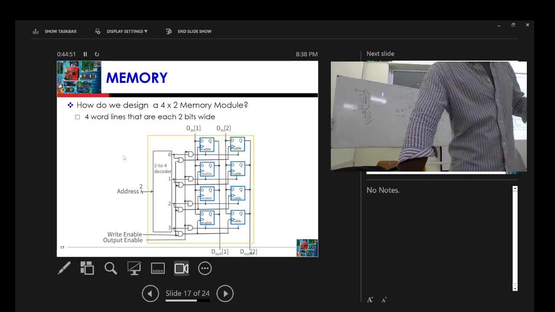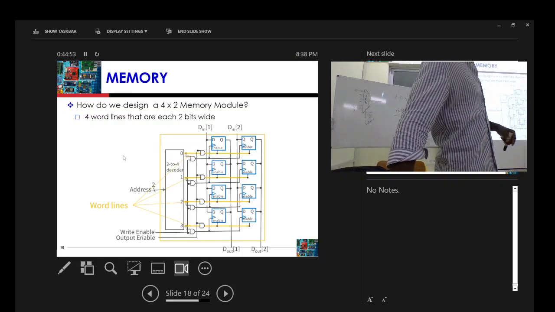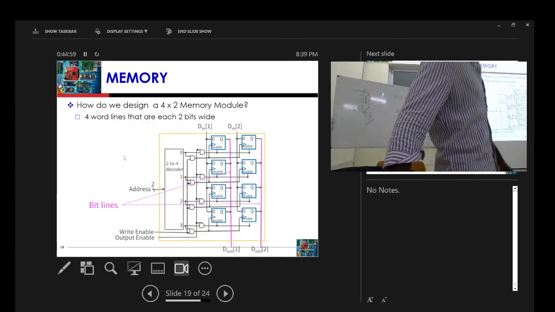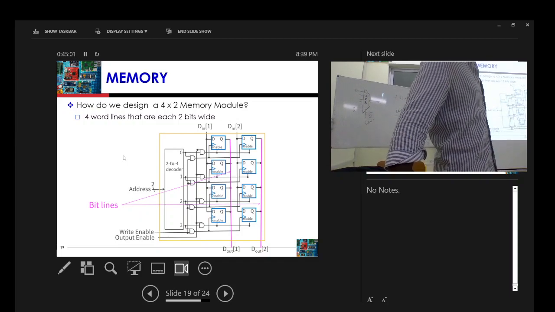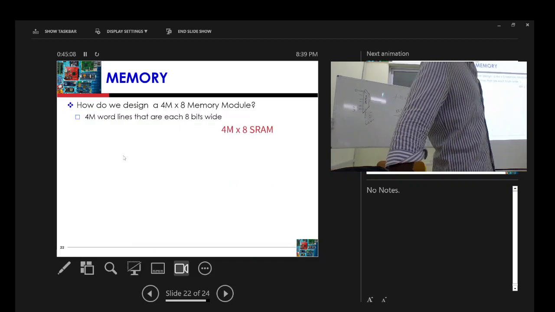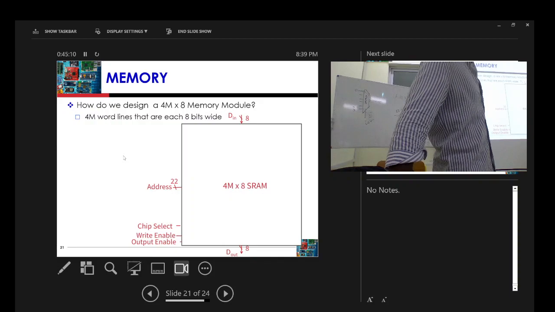Shall I continue? So now, those in yellow are the word lines, and then what we have is what is known as the bit lines, right? In the SRAM. Right.